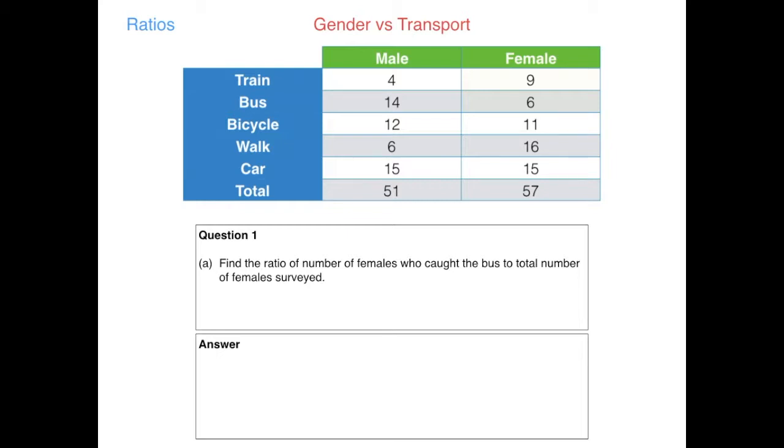To answer this, we would find the cell that represents both the female category and those who used a bus, which is this cell, so 6, as well as the total females surveyed, found at the bottom of the female column, so 57. Now we know the ratio of the number of females who caught the bus to the total number of females surveyed is 6 to 57.